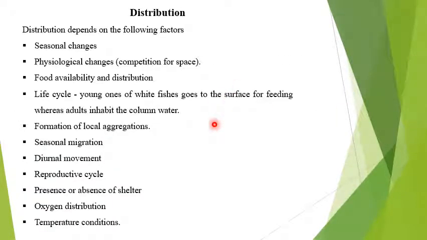Distribution of the nekton. There are several factors which influence the distribution of the nekton. These are seasonal change, physiological changes, food availability and distribution, life cycle, in which young whitefishes go to the surface for feeding while the adults inhabit the water column, formation of local aggregation, seasonal migration, diurnal movement, reproductive cycle, presence or absence of shelter, oxygen distribution, and temperature conditions. These factors affect the distribution of the nekton.